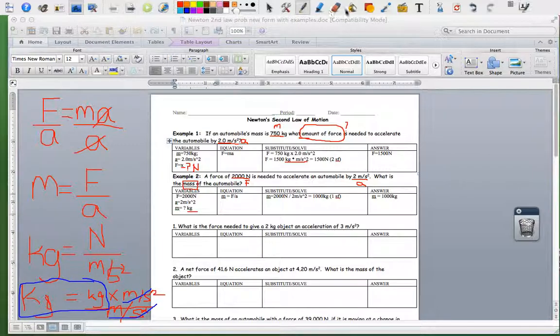We now plug our numbers into our equation and we get 2,000 divided by 2, and that equals 1,000 with one significant figure, because we only have one significant figure in our variables. Our answer can only have one sig fig, and the units, remember, is kilograms.